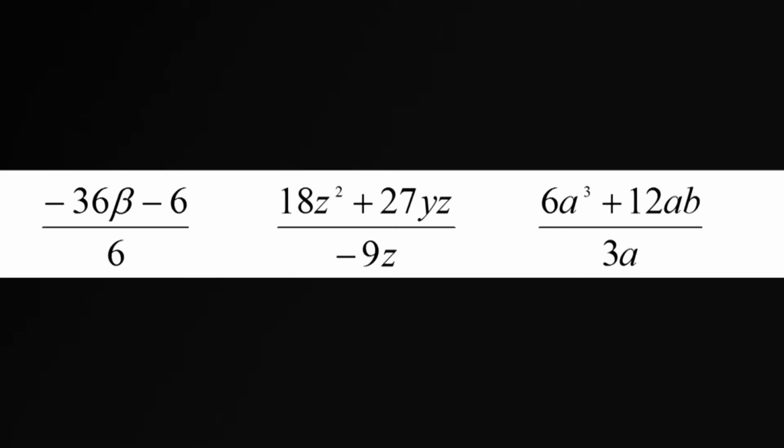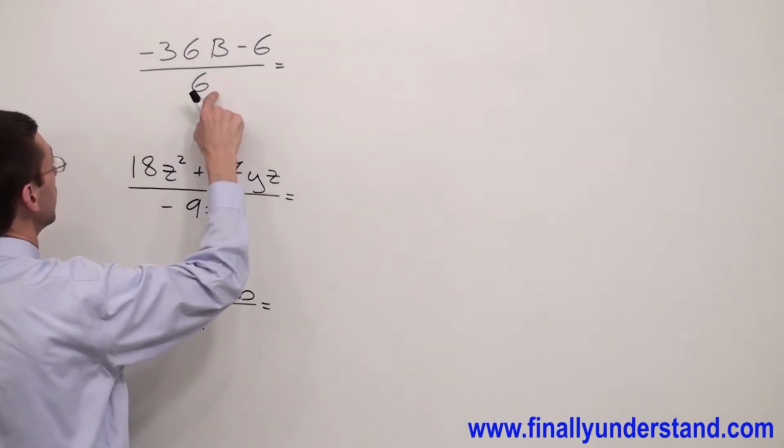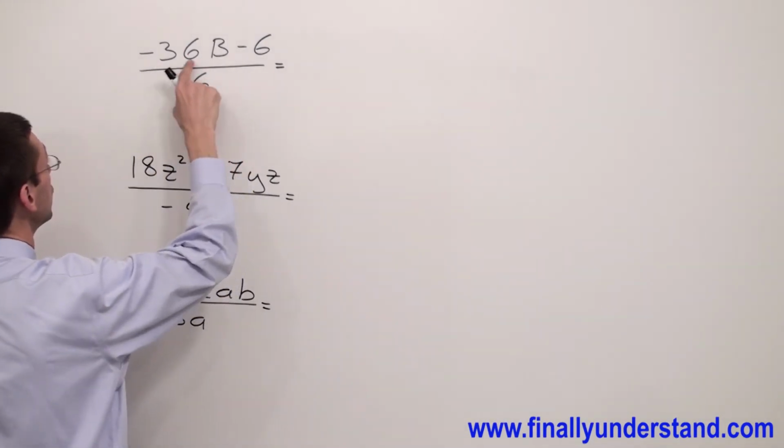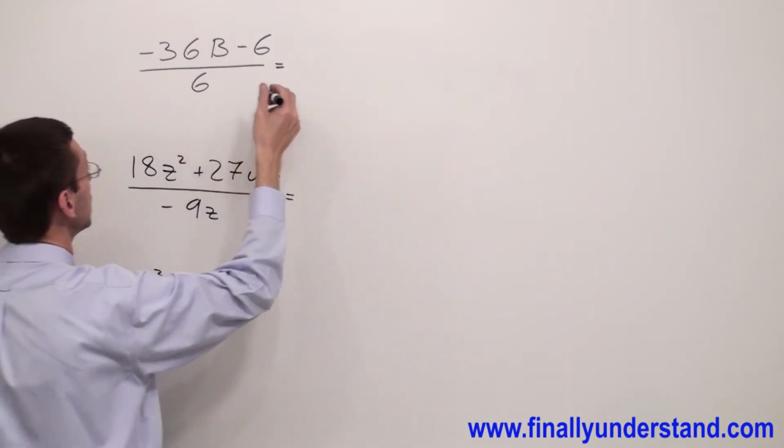Let's take a look at these three examples. Again, we have to divide a binomial by a monomial. In other words, I have to divide every single term from the numerator by the denominator.